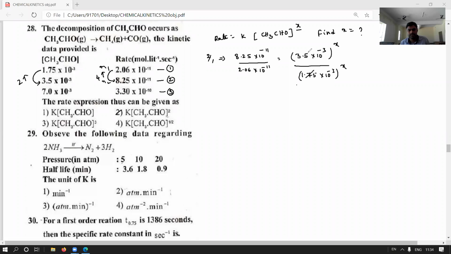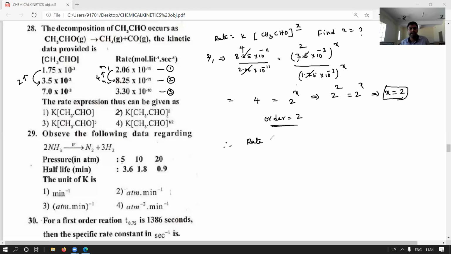So this value will cancel how many times? Approximately 2 times. And the rate ratio is approximately 4 times. Means 4 is equal to 2 power x. Then 4 is nothing but 2 square, equal to 2 power x. Then x is equal to 2, means order is equal to 2. Therefore, according to the rate law, the rate expression is equal to K into the concentration of CH3CHO whole square. Means second order reaction.